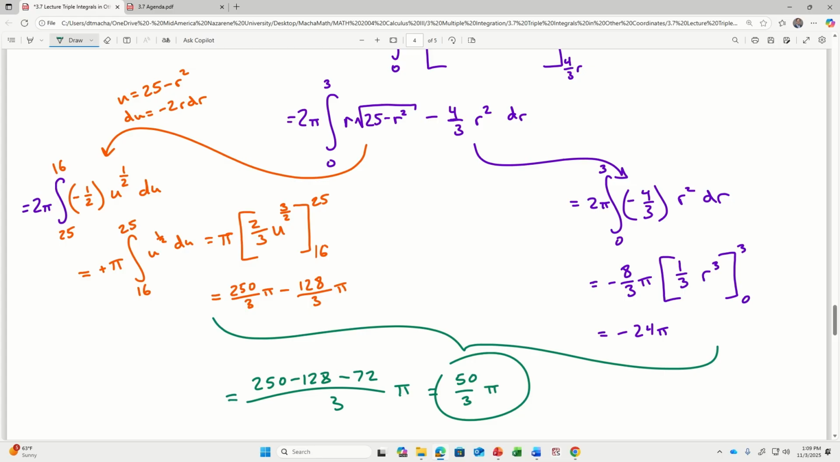which is great because this is the same problem we worked a moment ago in spherical coordinates. And we hoped to get the same answer even if we choose to work this out in cylindrical coordinates. And that's the same answer.